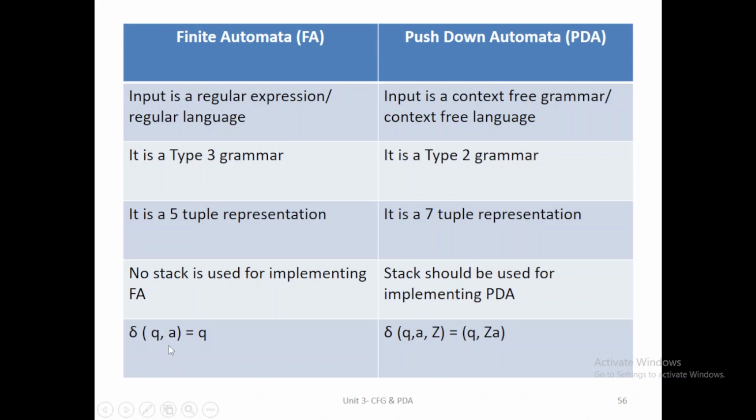Then if you consider the transition function notation, finite automata contains two parameters in the transition function and only one output notation. But if you go for a push-down automata, the input for the transition function is three values. One is the current state, the current input symbol on the tape, and the topmost value on the stack. There are two output values. The first value is the output state, and the second one is the operation you are implementing on the stack. So this is the introduction about push-down automata.